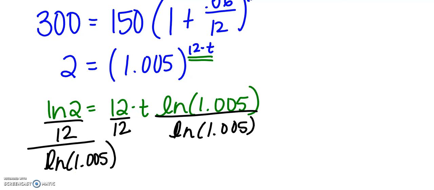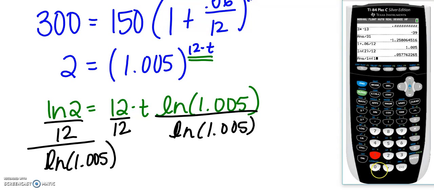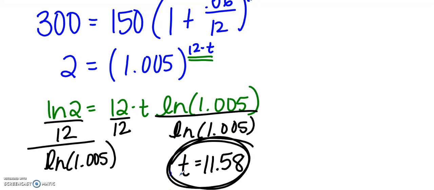And what I get for a t value then, so what did I say? Natural log of 2 divided by 12. Then I need to divide that by the natural log of 1.005. I get t equals 11.58. And t was representing time. So what this really means is this is the time that it took for my account to grow from $150 to $300, or in this case, the time to double.